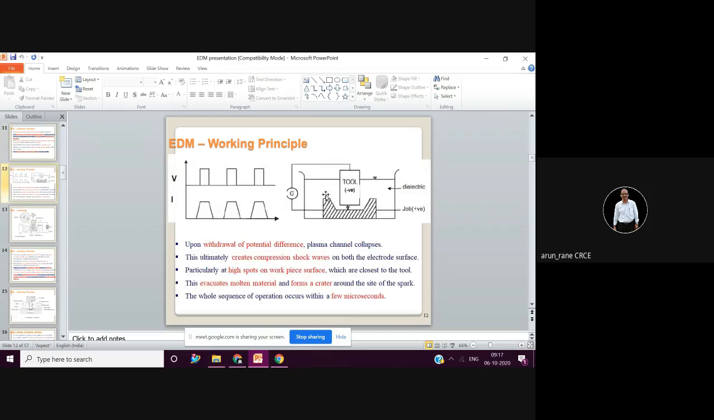So this is a tank. This is a very simple sketch which you can draw very easily. This is your workpiece tank. You have dielectric here, and the workpiece is connected to the positive, that is the anode, and the tool is connected to the negative, and this is the spark. And remember, the spark will not only come from the bottom but from all the sides, and the erosion will occur everywhere, from the four sides also.